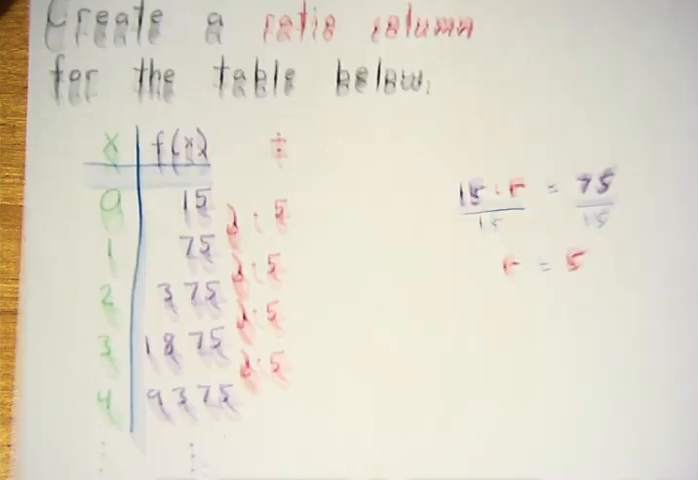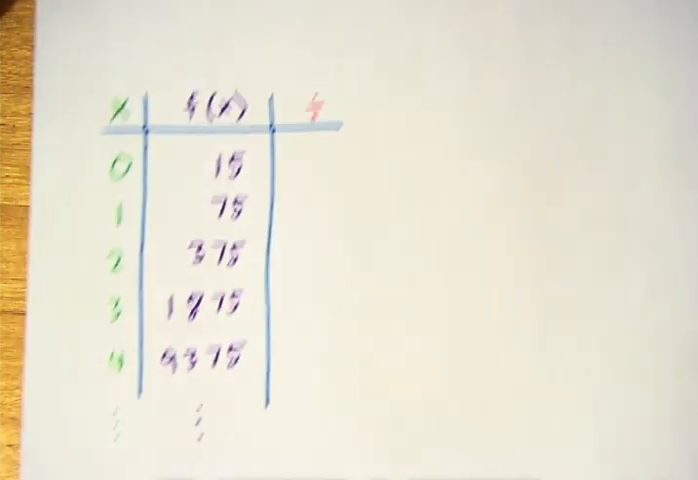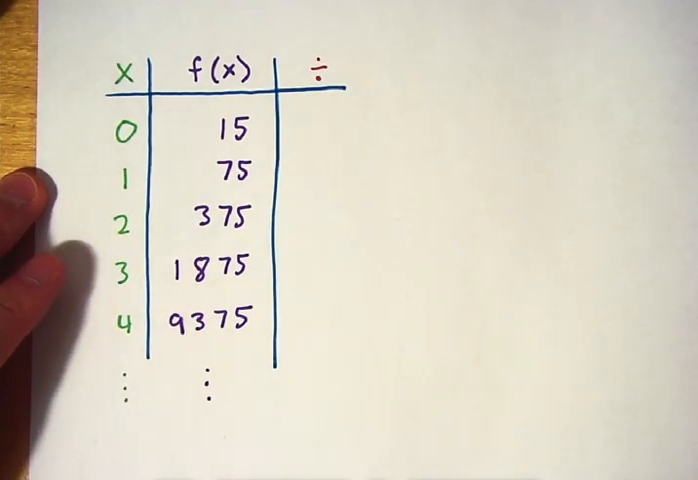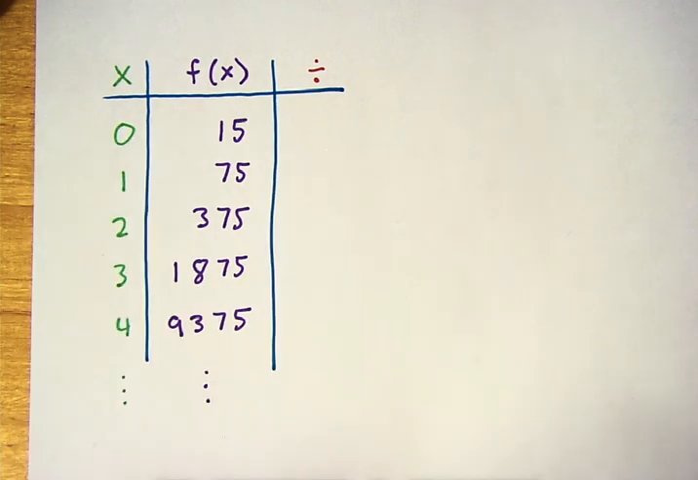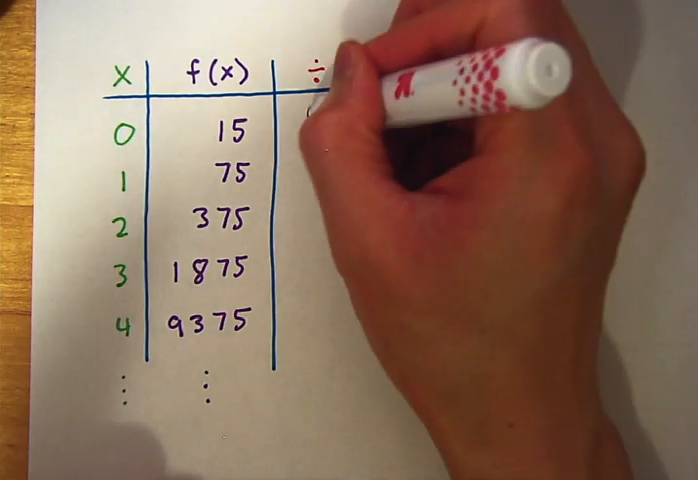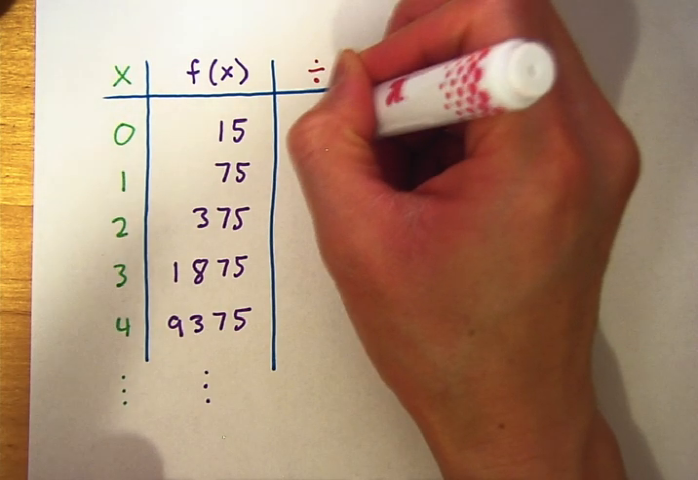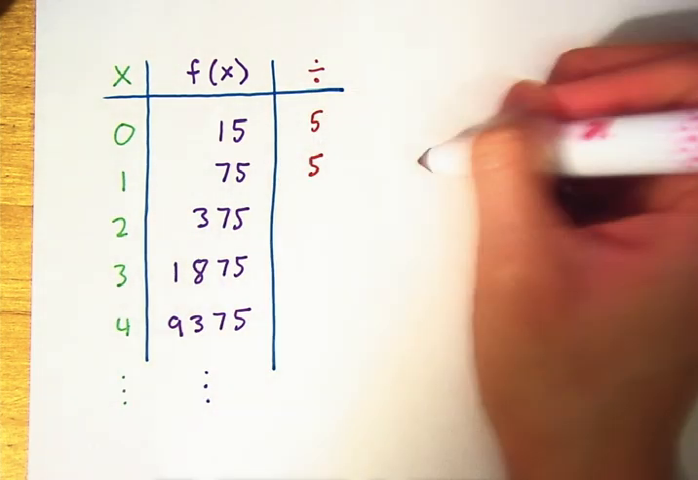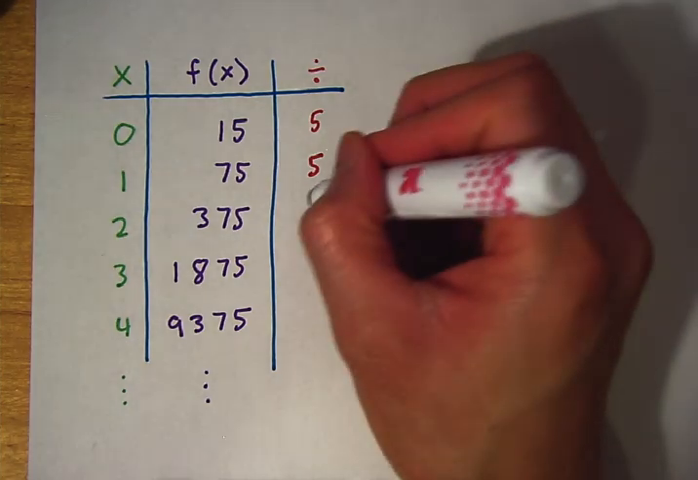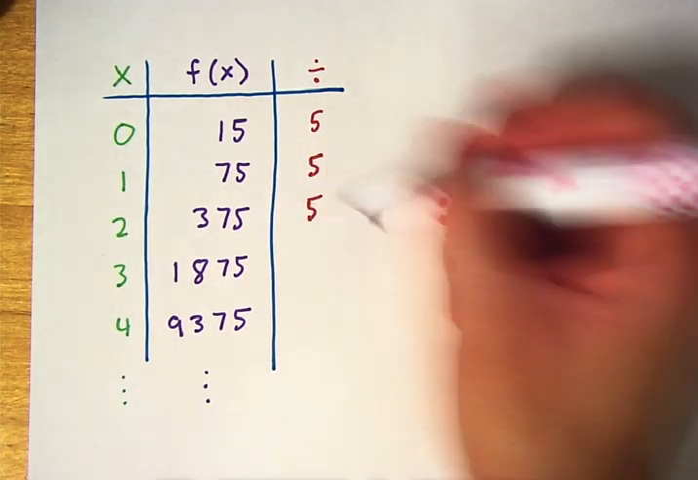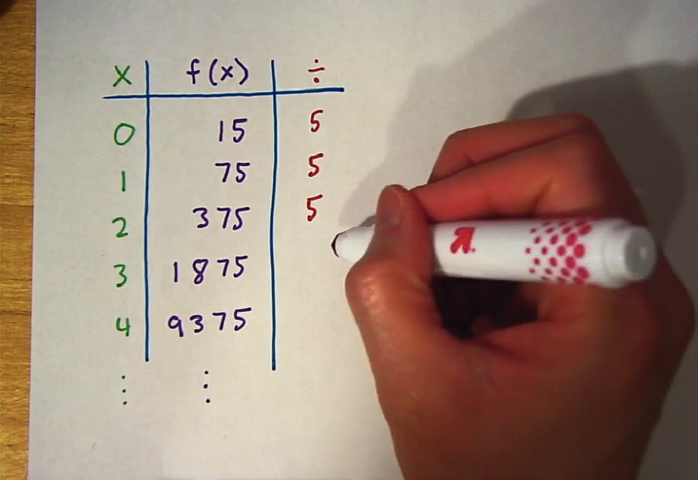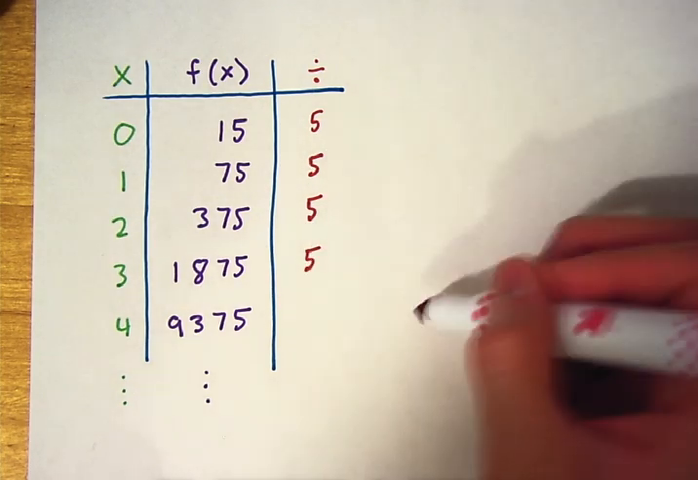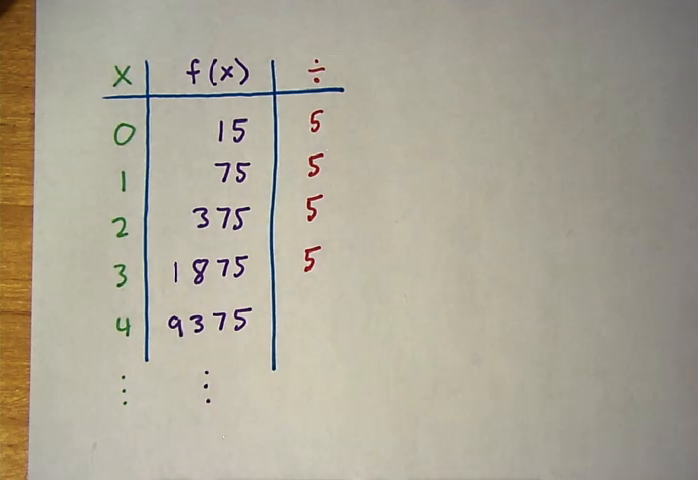Once again, you may end up seeing this in this format. And then the 5s would just go here. 15 times 5 is 75. 75 times 5 is 375. 375 times 5 is 1,875. And 1,875 times 5 gets you 9,375.